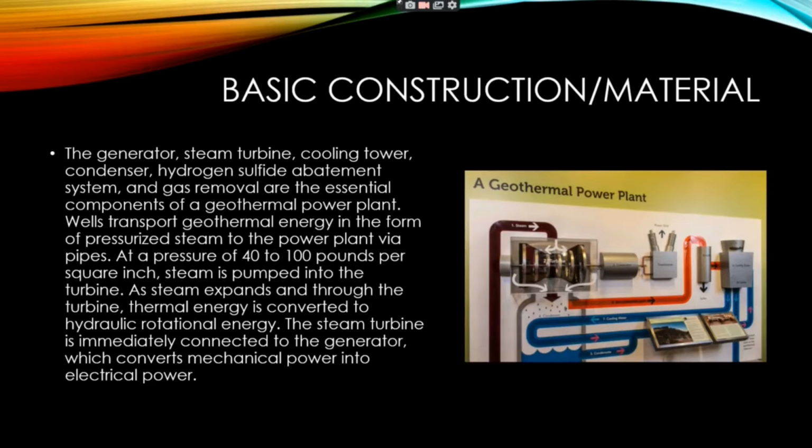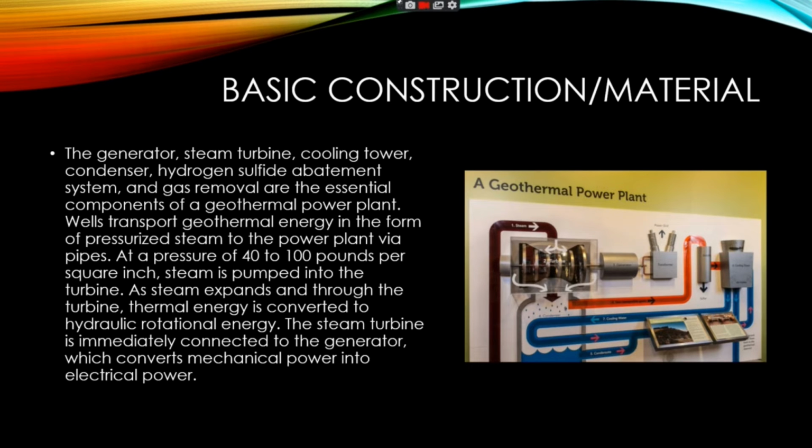We move to basic construction or material. First, the generator, steam turbine, cooling tower, condenser, hydrogen sulfide abatement system and gas remover are the essential components of a geothermal power plant, while pipes transport geothermal energy in the form of pressurized steam to the power plant.